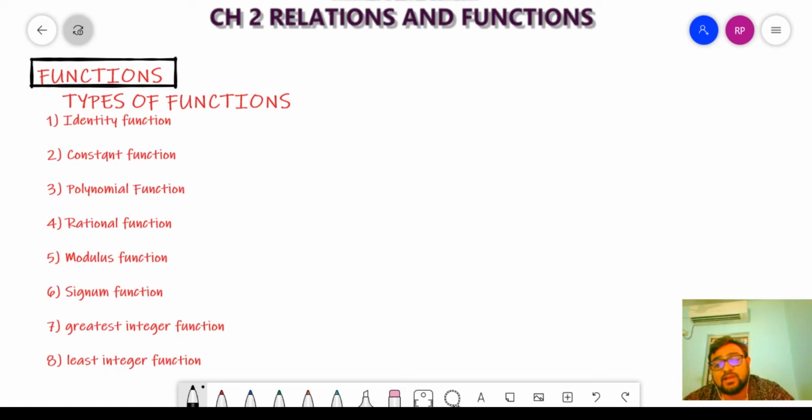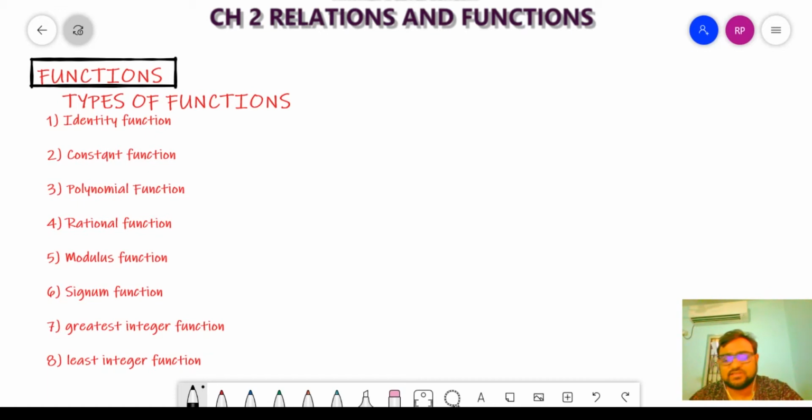Till now we had completed till exercise 2.2. Till that portion the questions and sums were related to relations. Now we are moving into functions. So first let's start with functions. The topics that we are going to cover today are the functions and the types of functions. So first let's see what a function is.